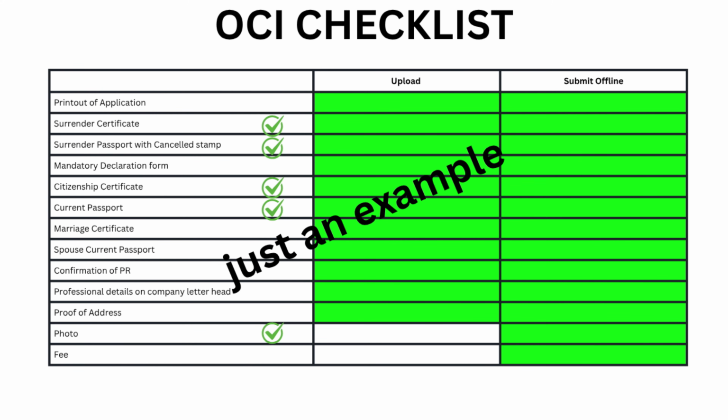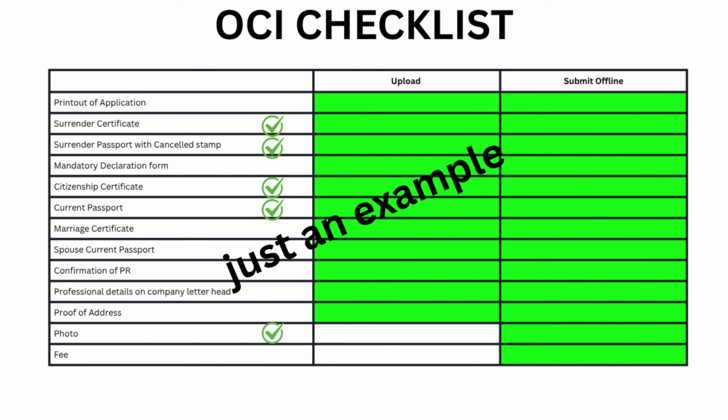Then what is left? Mandatory declaration form. This is a must. You will upload that. Then comes the marriage certificate if you are married, and spouse's current passport. That will also go. In case the spouse has an OCI card, a copy of the OCI card will go. Your confirmation of PR will get uploaded, and professional detail on a company letterhead will go. I have talked about various scenarios on how you can make sure that this document is available. Then proof of address will go. Photo already uploaded, and the fee part I will talk about a little later.